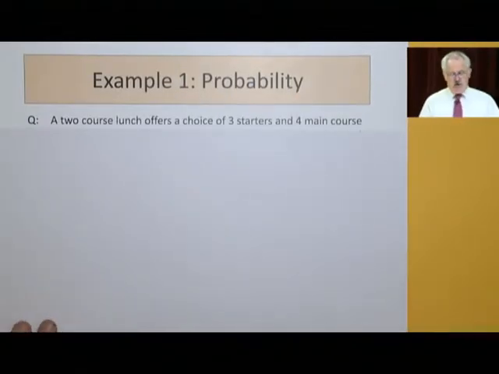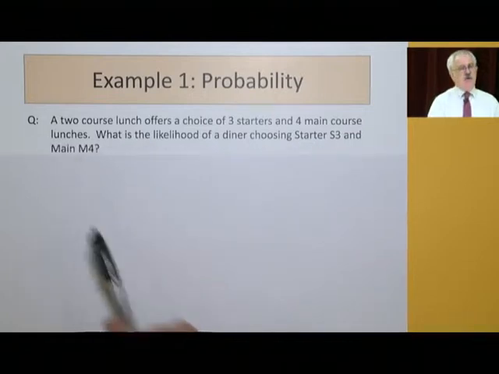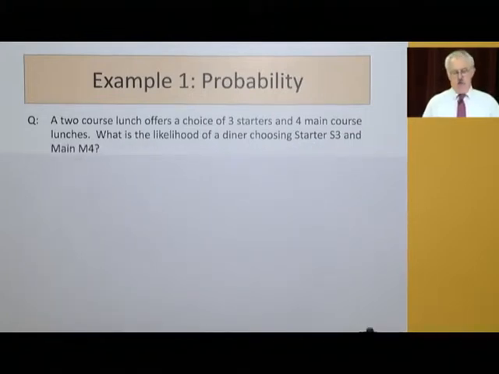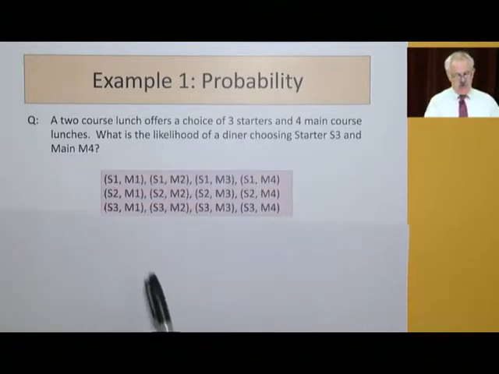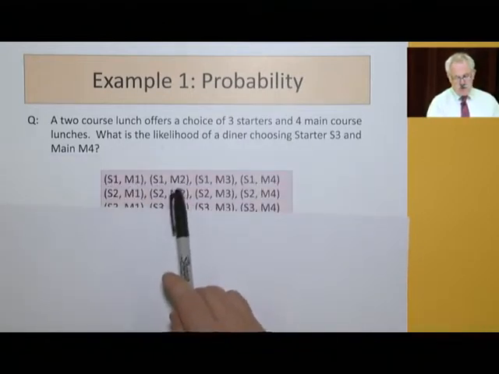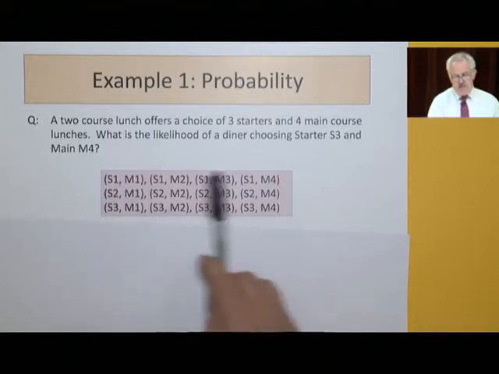So here's a 2-course lunch with 3 starters and 4 mains. What is the likelihood of a diner choosing starter 3 and main 4? So now you're saying, what's the likelihood of them picking that particular option? Starter 1, main 1, starter 1, main 2, starter 2, main 1, all the way up. 3 starters and 4 mains.